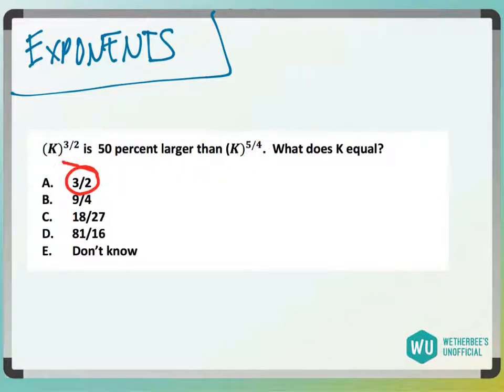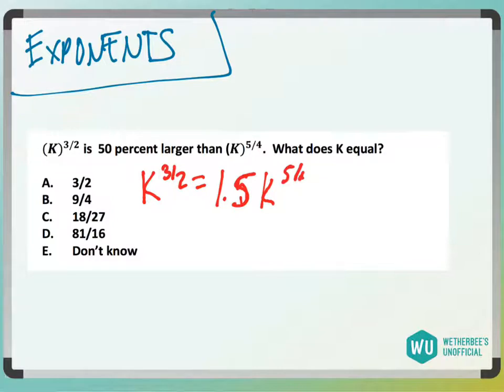To actually set this up algebraically though, I'm going to write this out. I'd go K to the 3/2 is 50% larger than, which would be 1.5 times, right? So not 0.5 times it, because that would just be half, right? So we'd want 1.5 times it. 1.5 times K to the 5/4, right?